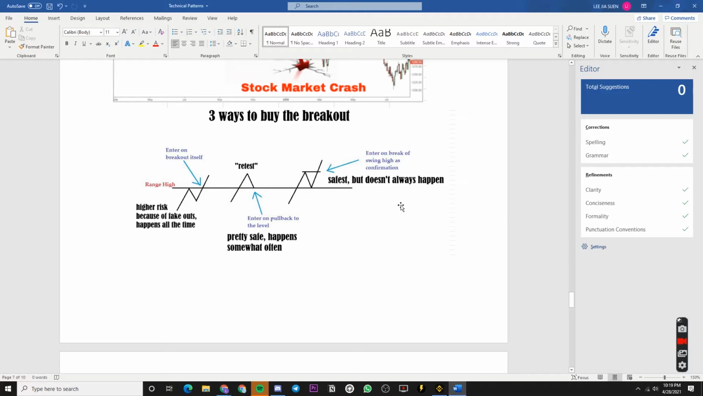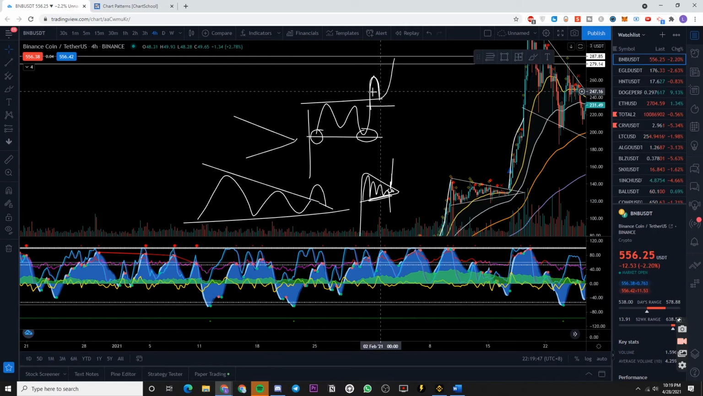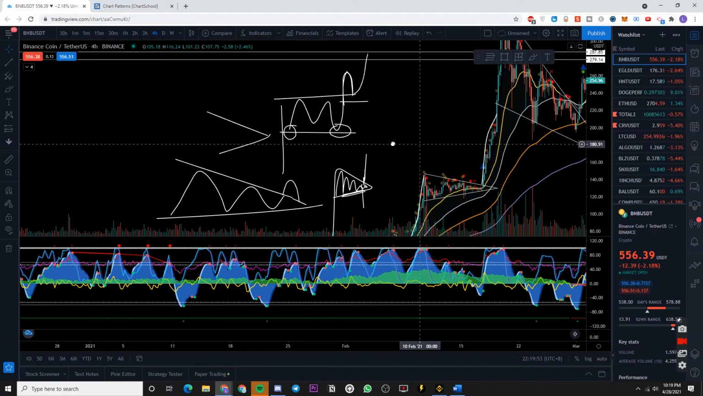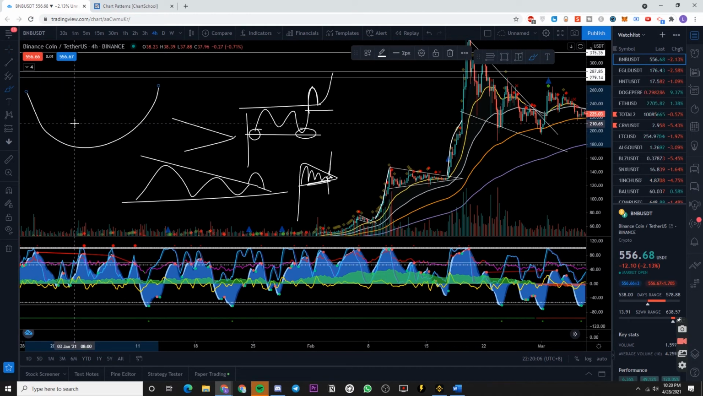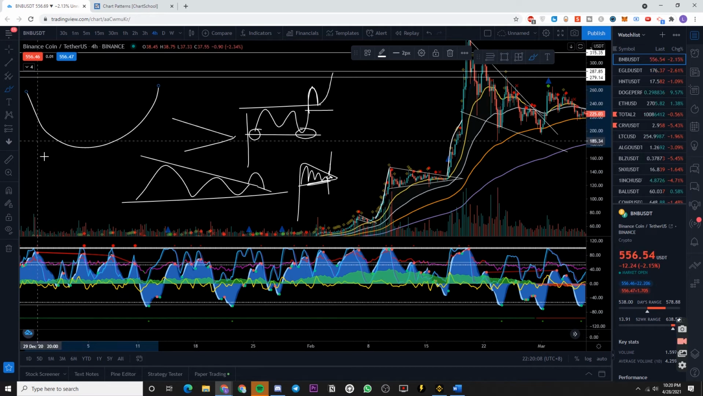And the absolute golden entry is a retest and then break of the previous swing high. This is the safest, but honestly, it does not happen a lot. So what I would recommend you to do is stick to buying breakouts or retest, or like me, buy the bottom of the patterns. I love buying the bottom of the patterns. If you follow me for long enough, you know I talk about rounded bottoms a lot because rounded bottoms pays the bills.